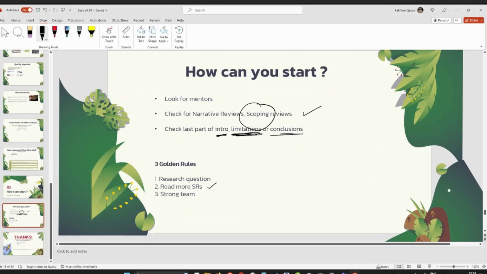And the third part is that you need to build a strong team. A strong team is the key thing here. I have teams that do systematic reviews in 2 months. I have teams which do a systematic review in 2 years. So you need to balance between the teams. You need to have a strong, dedicated team. And these are the three golden rules.